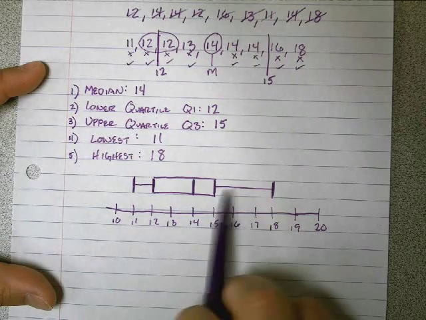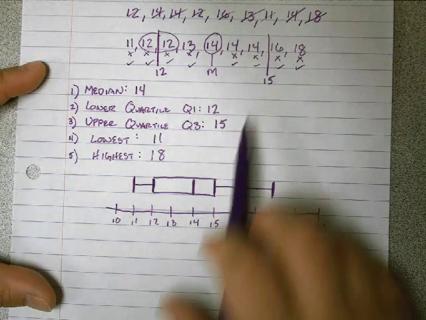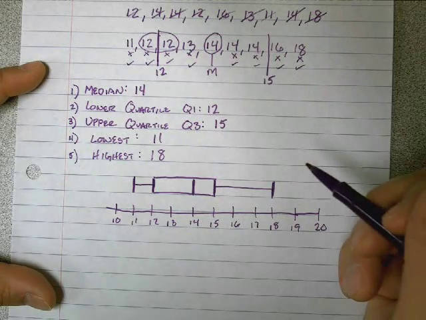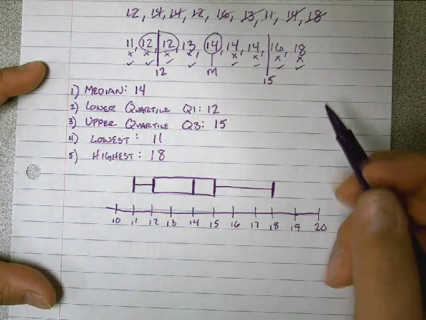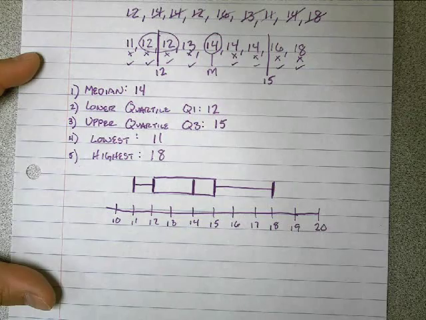Another thing that we learned in our book is called the interquartile range. If you remember from earlier, range is just your highest minus your lowest, your high minus your low. So 18 minus 11, which is just 7 in this case. Interquartile range is how big your range is, but just for the box.